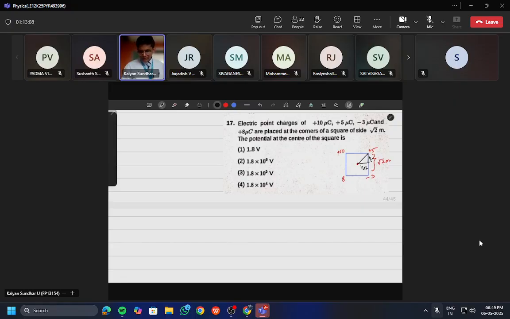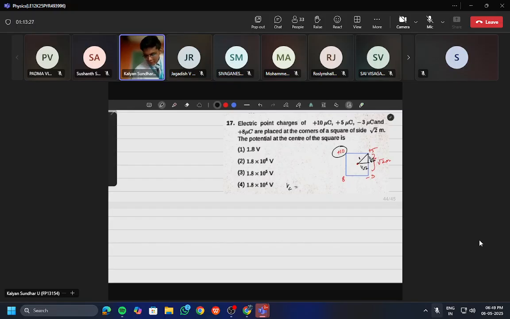This distance is 1 by √2, and the hypotenuse will be the root of 1 by √2 square plus 1 by √2 square. So it will be √1, which will be 1. So for all these charges, the distance is going to be 1. So the overall potential at the center, VC, will be equal to kq by r.